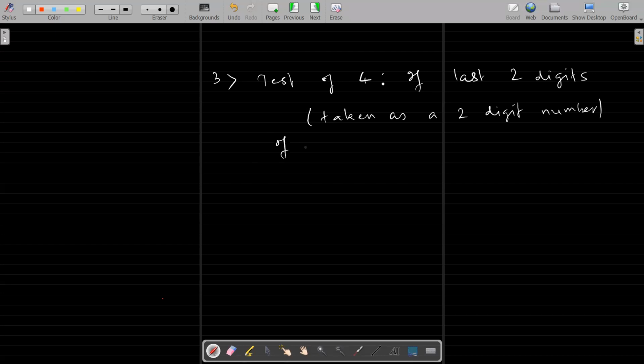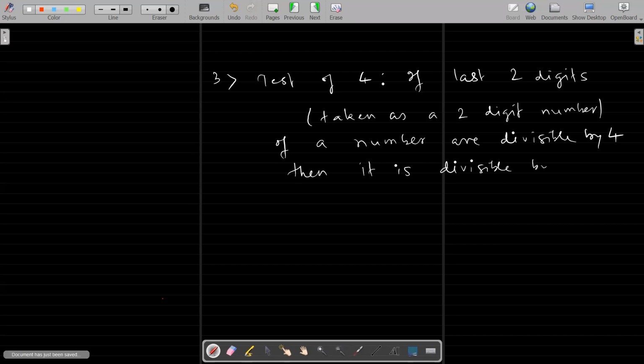So if the last 2 digits of a number are divisible by 4, then the number is divisible by 4.